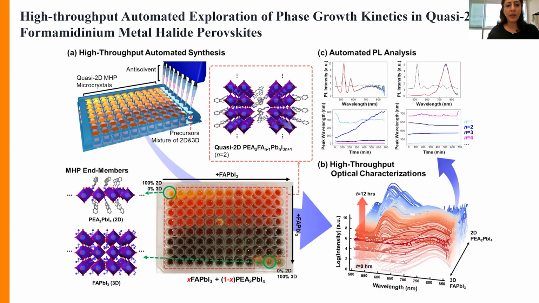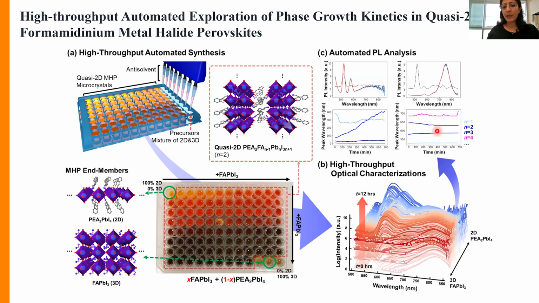This is an example of the high throughput automated synthesis of quasi 2D hybrid perovskite that we used, basically in this workflow, in order to explore the growth mechanism of these quasi 2D materials. So here is basically the 96 well plate, a combination of three-dimensional metal halide perovskite and 2D metal halide perovskite in 95 or 96 different composition ratios. Then after that, we do the automated high throughput optical spectroscopy in order to gain some knowledge about their band gap and other emission properties.